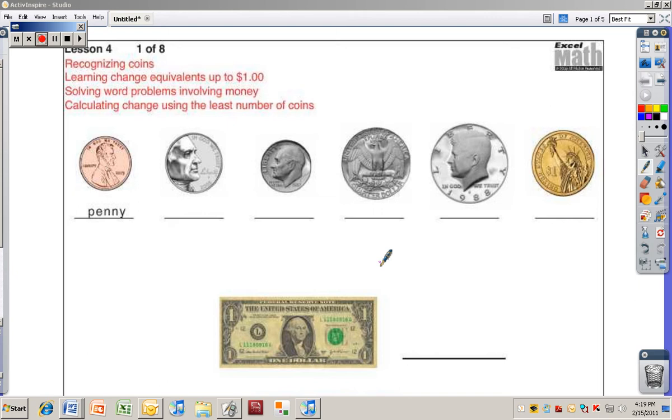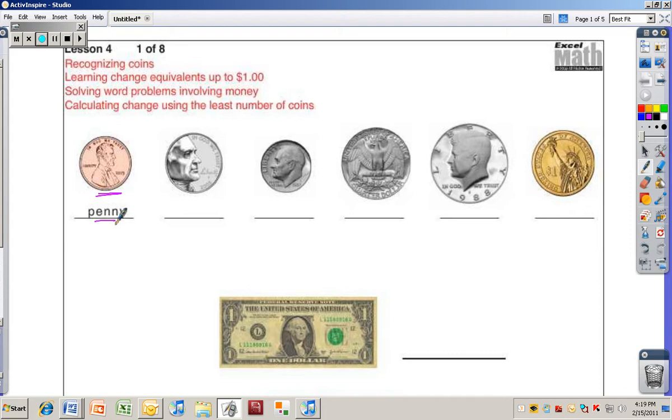Fifth grade Excel lesson 4. This is recognizing coins, learning change equivalents up to $1, solving word problems involving money, and calculating change using the least number of coins. The part that you see on the screen right here is not on your worksheet. This is like a little bonus section, so see if you can just pay attention to the video and help me out on this. It's a review.